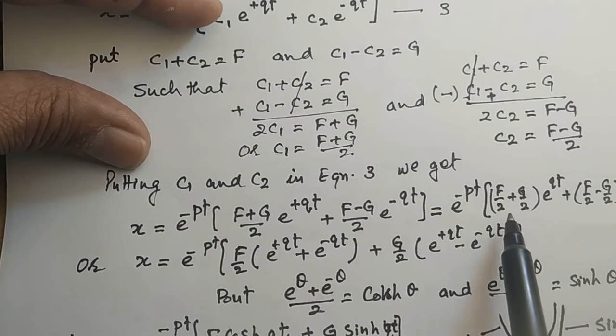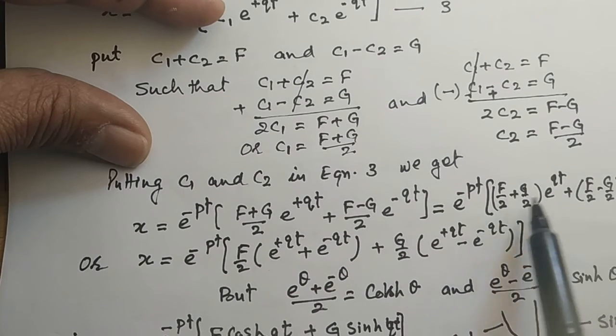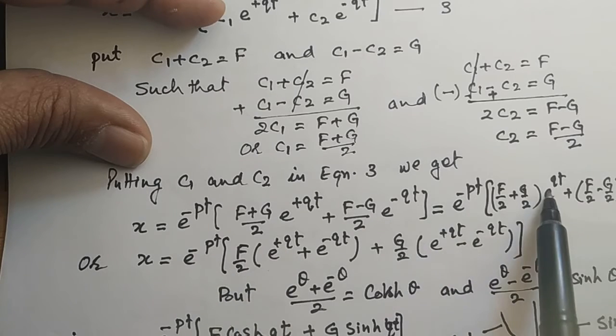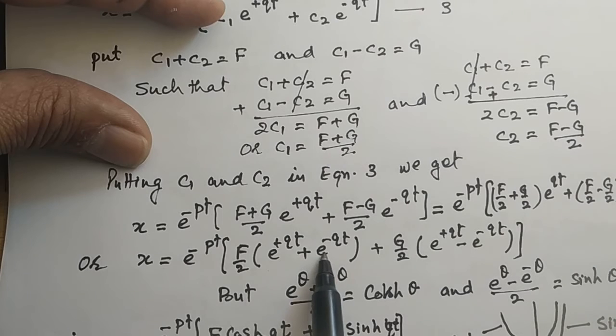Now we can collect the terms of F by 2 and G by 2. When you collect the F by 2 terms, you will get e^(qt) from here and e^(minus qt) from here, with a plus sign.